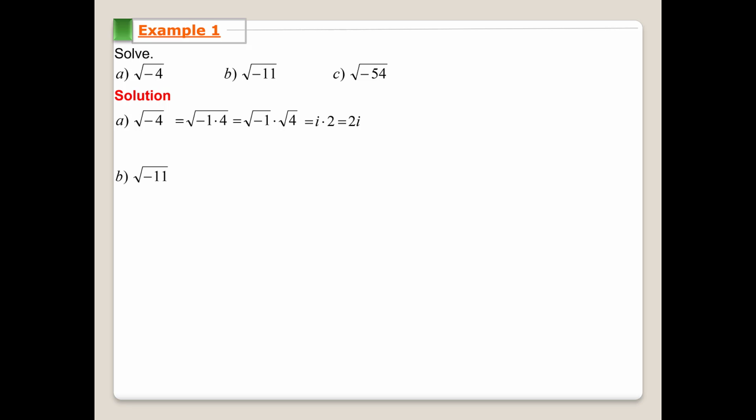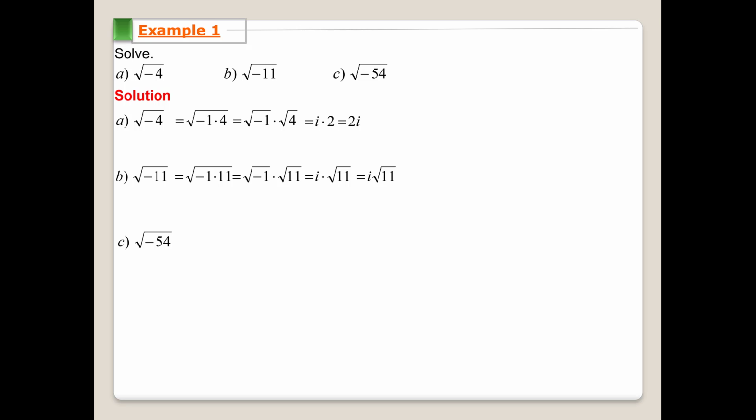Now if you have the square root of negative 11, you can break this down too. Say square root of negative 1 times 11. And so therefore square root of negative 1 times square root of 11. And therefore the square root of negative 1 turns into i, square root of 11. And you leave it in that format. Nothing can be simplified for the square root of 11. So you simply have i, your imaginary number, times square root of 11.